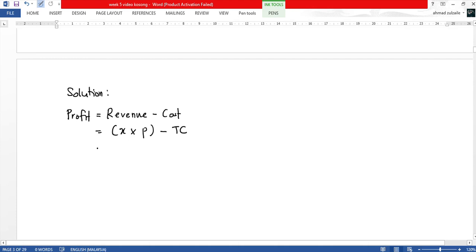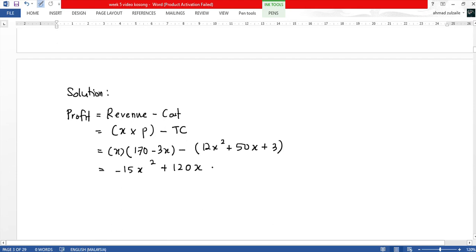So what is the equation for the profit? You have to substitute everything given in the equation just now. So x multiplied with the price, which is 170 minus 3x, minus the total cost equation, 12x squared plus 50x plus 3. Open the bracket, simplify if any, and you will get here 15x squared plus 120x minus 3.